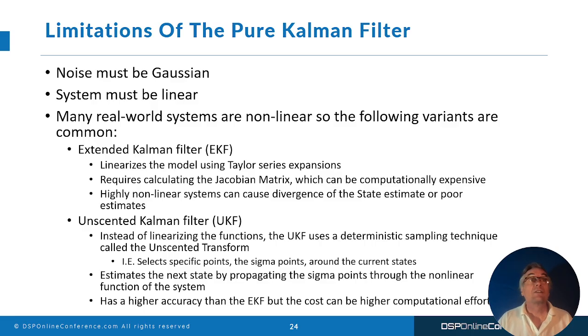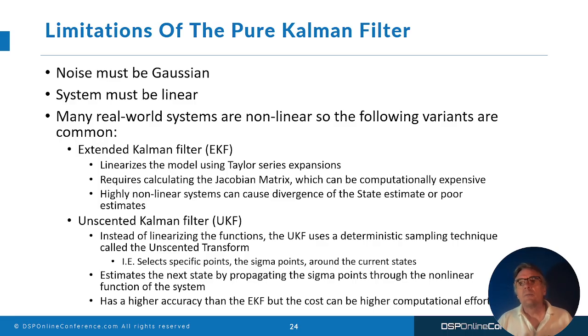What is the difference? The EKF basically linearizes the model that we've talked about using Taylor series expansions. The downside of that linearization process is that it requires the Jacobian matrix to be calculated, and that's computationally very expensive. There's another downside with the EKF, that in highly nonlinear systems, the state estimate can diverge. So it can lead to very poor state estimates in those kind of scenarios.